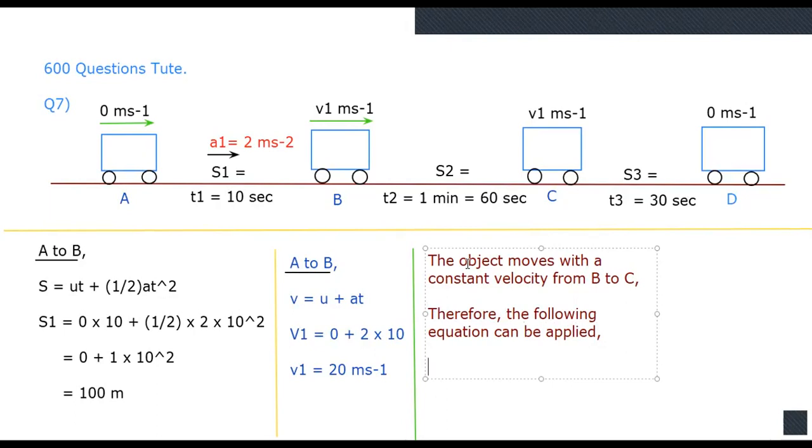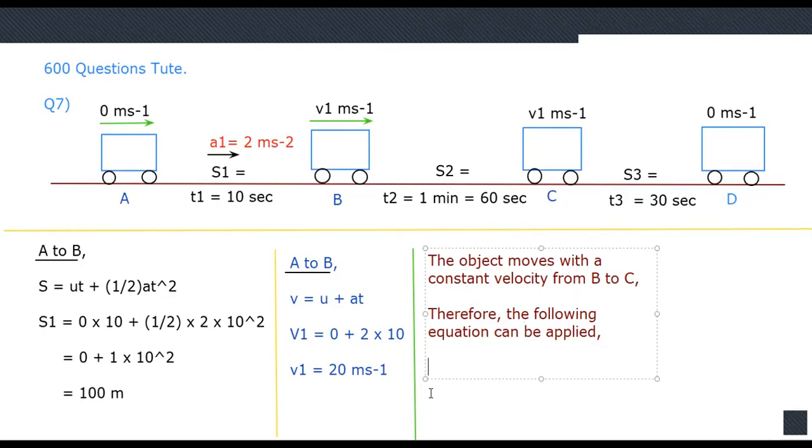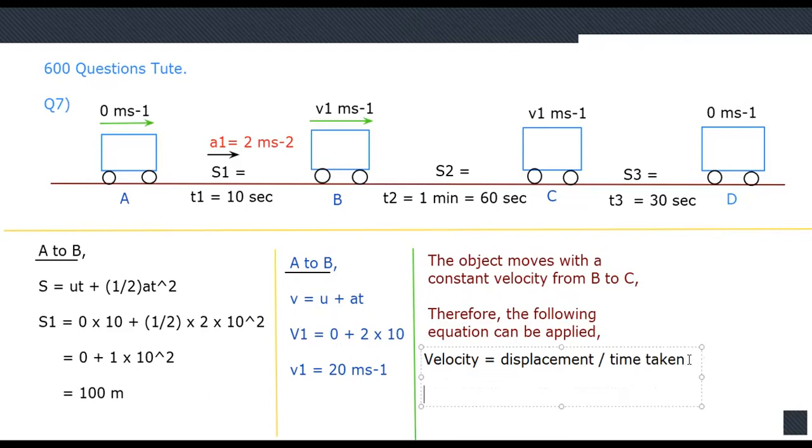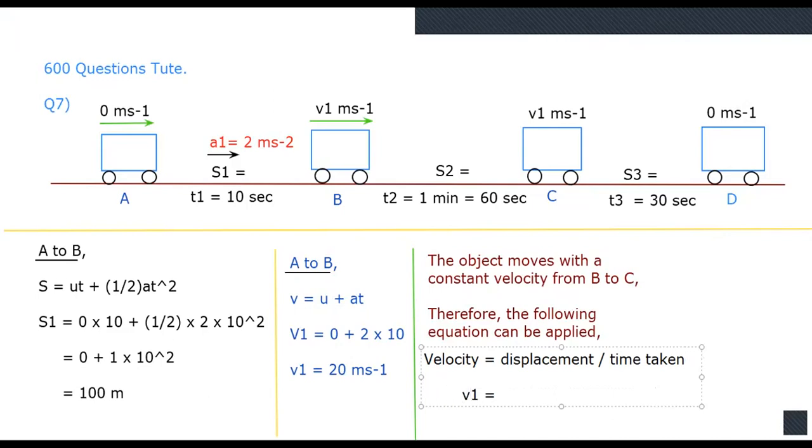Lamai? You don't remember. If the velocity is constant, we can apply the equation velocity equals displacement divided by time taken. Do you remember this or not? Right? So velocity from B to C is V1. Displacement from B to C is S2. Time taken is T2.